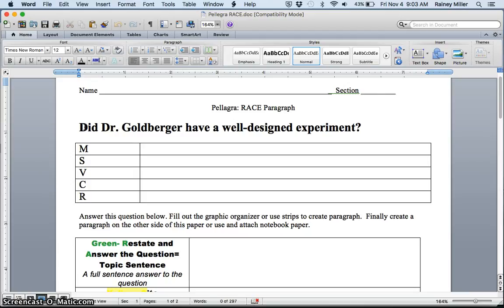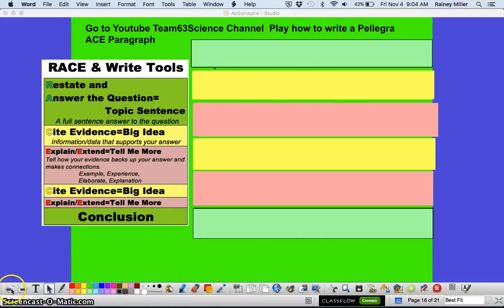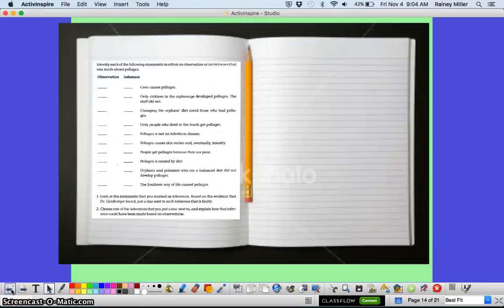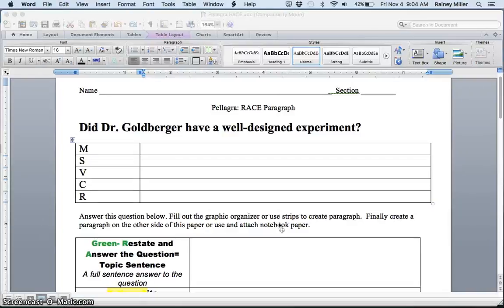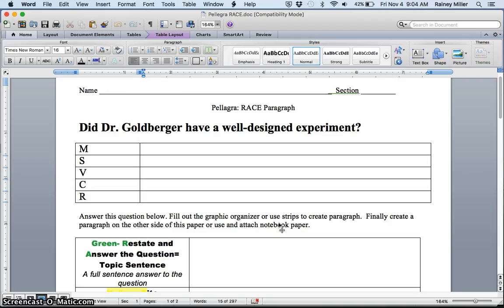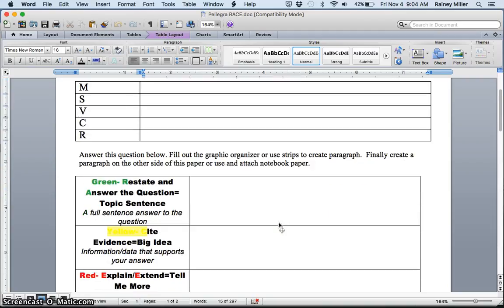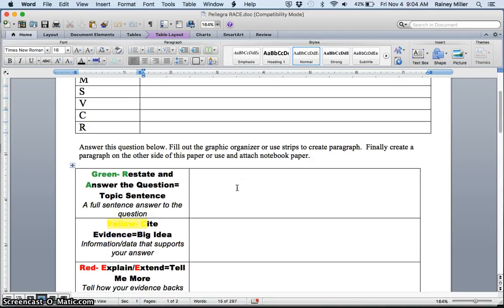So up here at the top, you see there are these lines. That is for you to write in the stuff that you had on, sorry, I got to flip back here, on here. So what you had for multiple trials, sample size, variables, control, and reproducible. So it's just so that you don't have to keep your science journal out. That's up to you if you want to fill that out. The really important part is down here, where you have the different colors that it says in your chart.